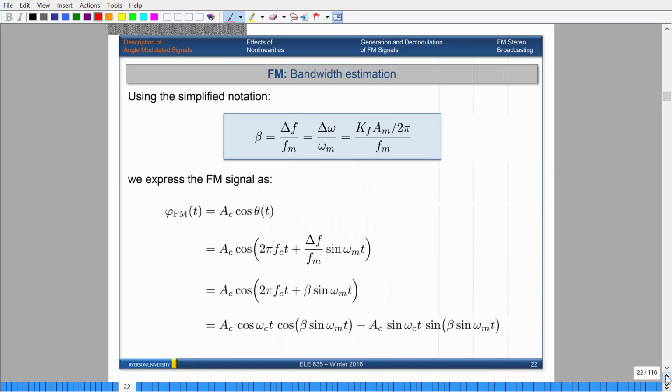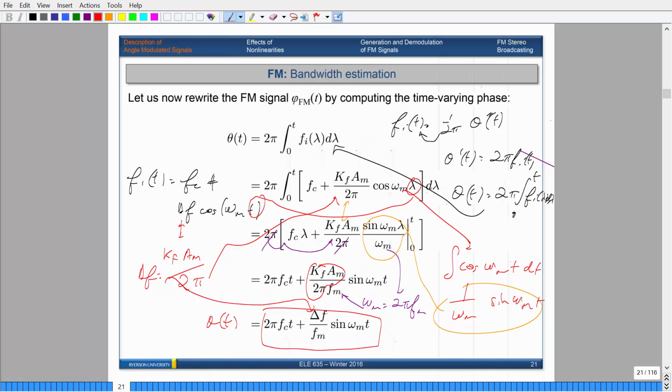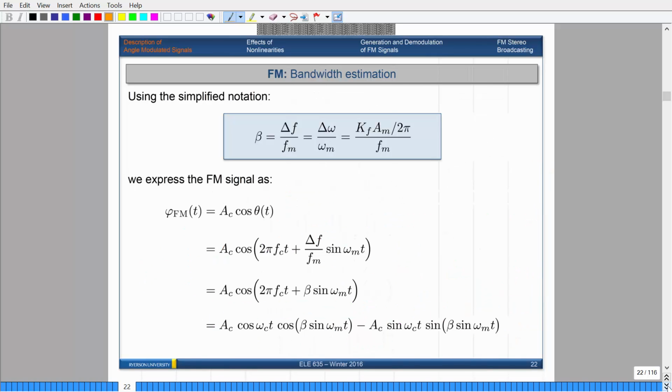Okay, so this constant here, delta f over f_m, is very, very important. This is what is known as, you can think of it as, a modulation index. Remember, with amplitude modulation, there was a modulation index. You could think of this as the modulation index for FM.